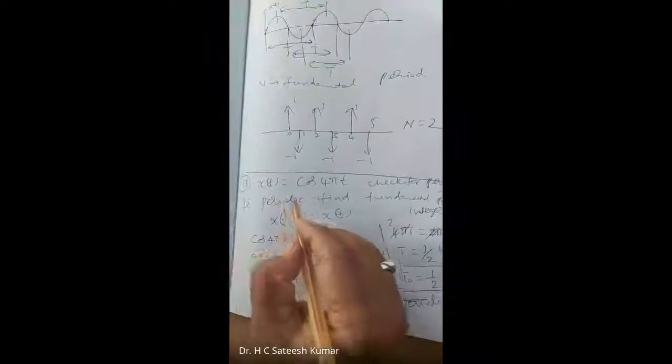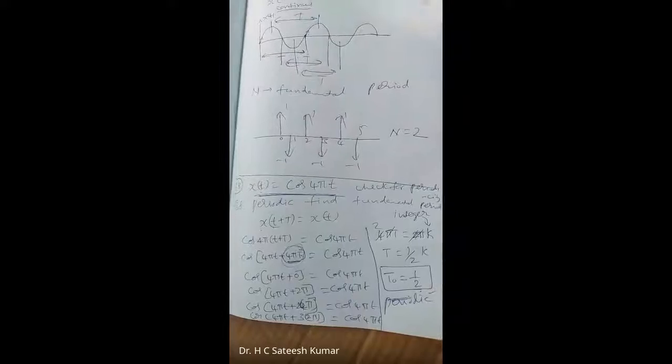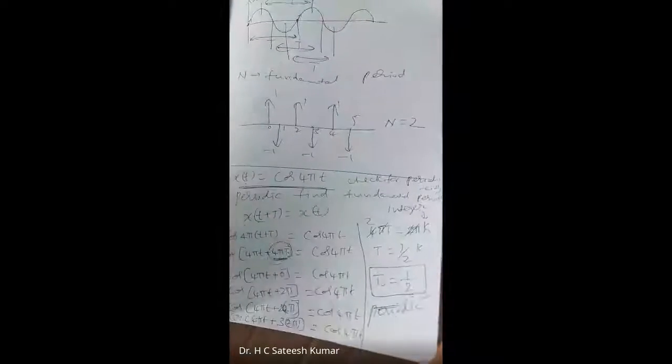Any individual trigonometric functions, continuous time individual trigonometric functions, are always periodic. Okay. So therefore we will get the period as T naught is equal to 1 by 2. So this much we need to do for 3 marks, or 2 marks. Let us see how to do it.